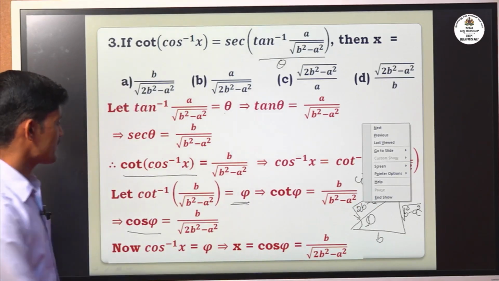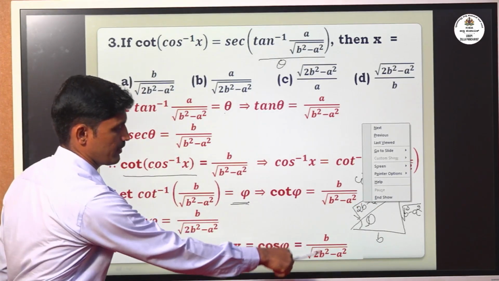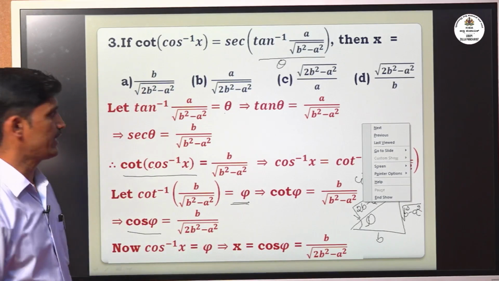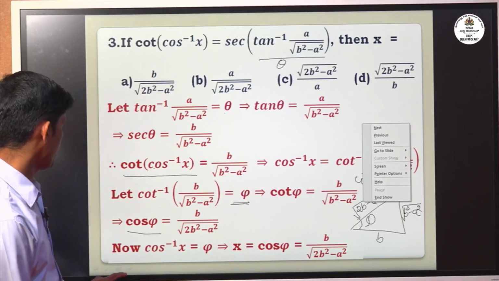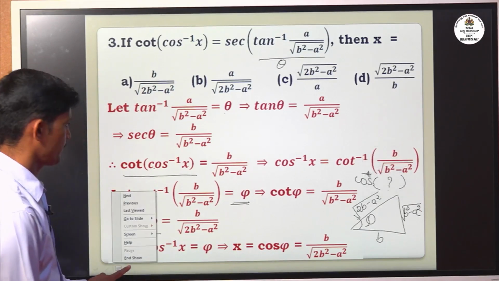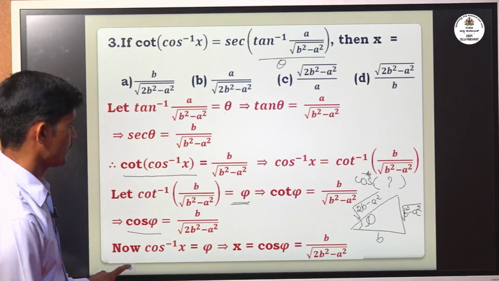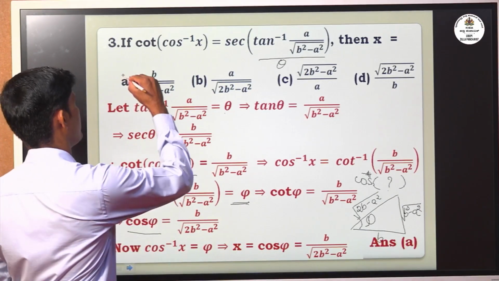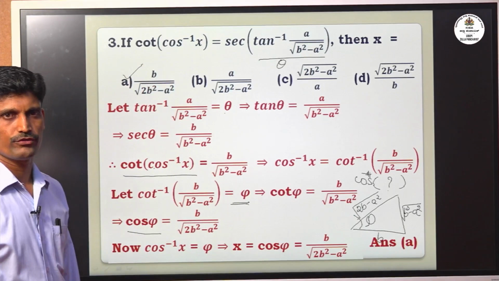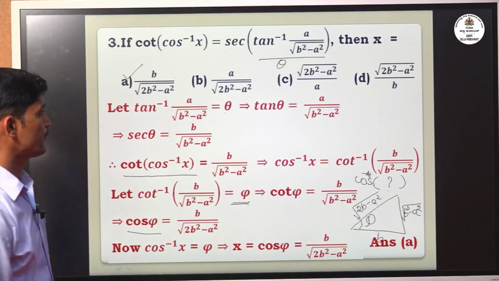So, cos x is equal to cos phi now, that is b by square root of 2b square minus a square. Therefore, value of x is b by square root of 2b square minus a square. Hope you have understood this.